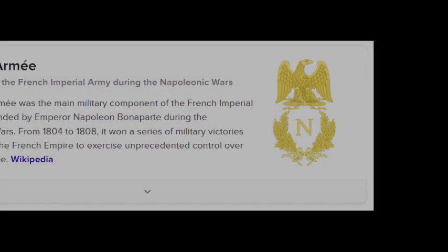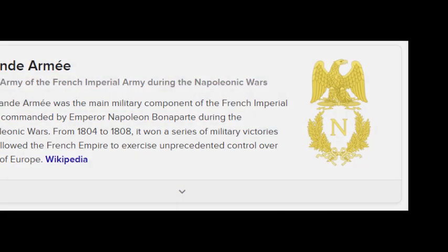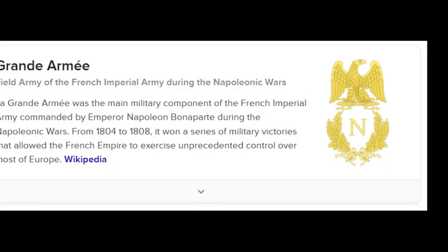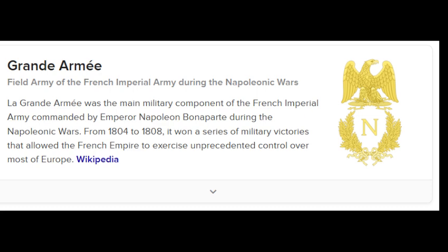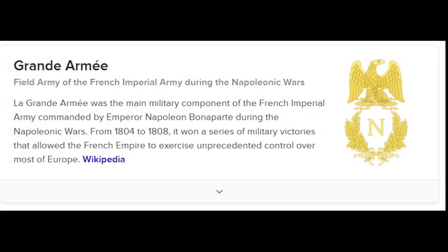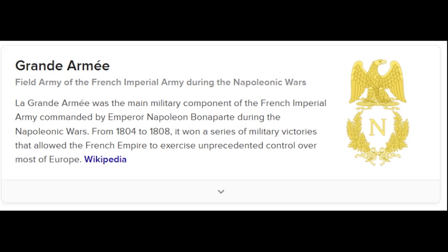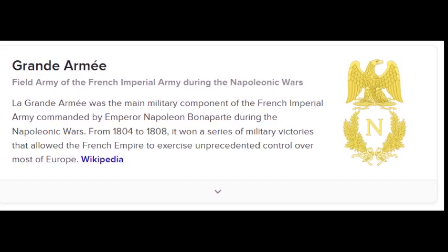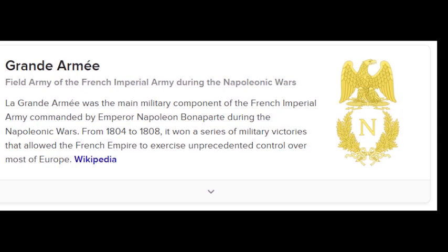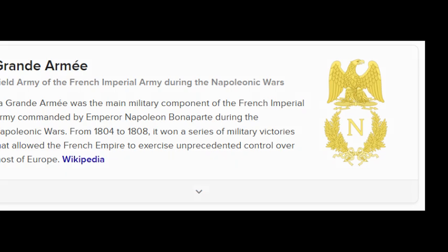Now the next, shall we say, pattern with these overlays, we'll look at the La Grande Armée, the main military component of the French Imperial Army, commanded by Emperor Napoleon Bonaparte during the Napoleonic Wars from 1804 to 1808. It won a series of military victories that allowed the French Empire to exercise unprecedented control over most of Europe. And of course, naturally, this is being viewed through the juridic lens, where it does not recognize the elements of individuals, but simply the juridic entity as though it were an individual. And that's another overlay, but that overlay, essentially, I've done in other videos, including the superior race of the juridic people, which can be found in my older publications.